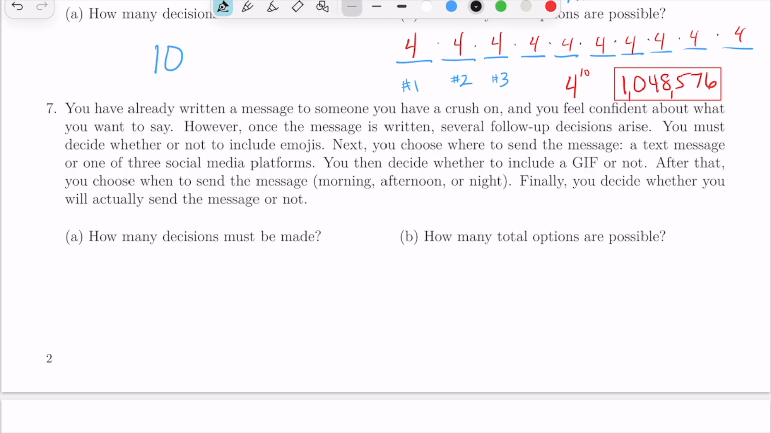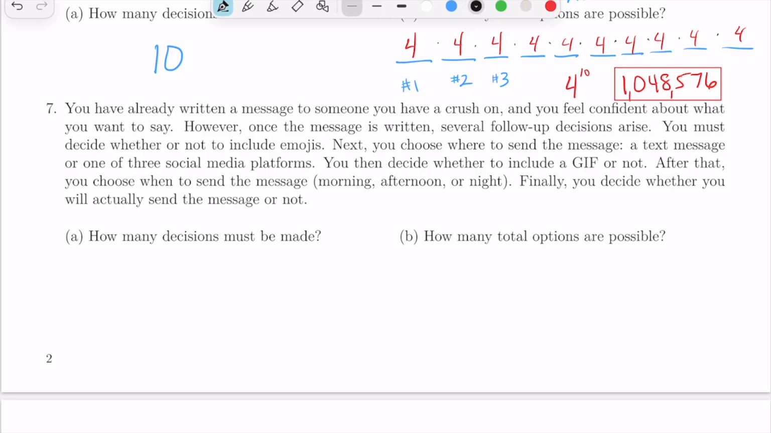Sorry, but those of you that say GIF, I'm all in on GIF. Okay. After that, you choose when to send the message. Are you going to send it in the morning, the afternoon, or night? Because sending a message at 1 a.m. is very different. Even if it's the same message, it's very different getting it at 1 a.m. than at 1 p.m. So we have the choice of what time to send it. And then finally, you have to decide whether you're actually going to hit send or not.